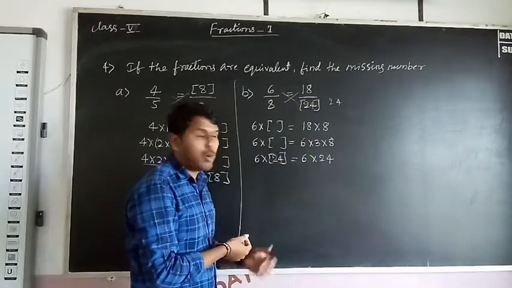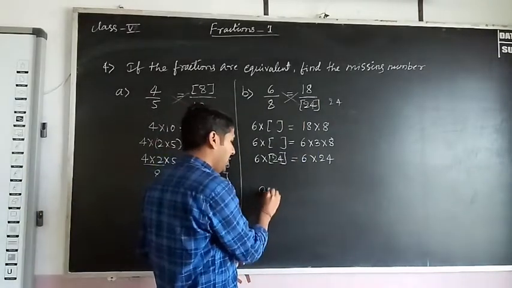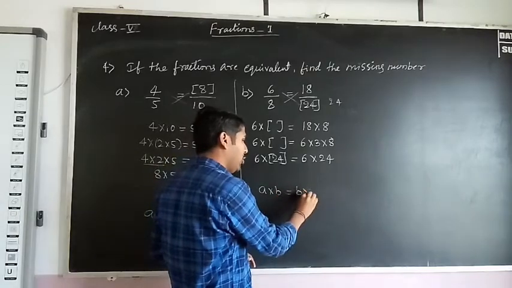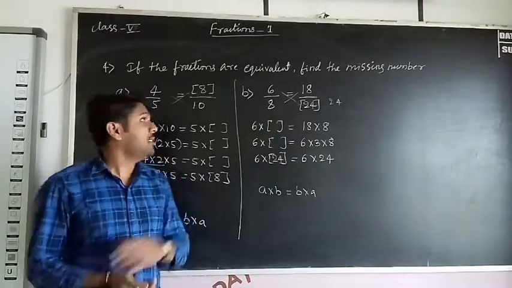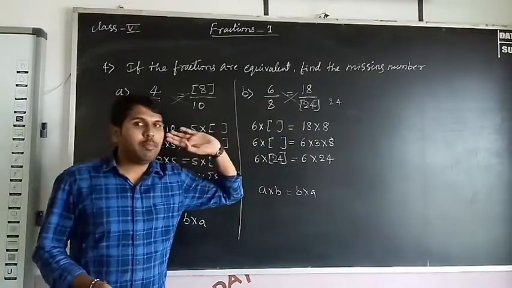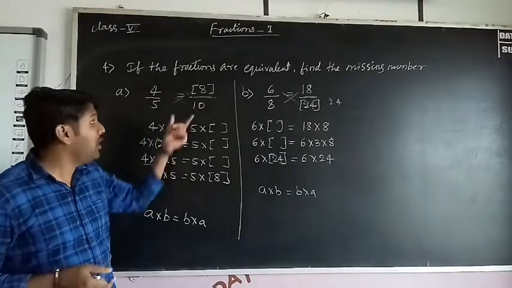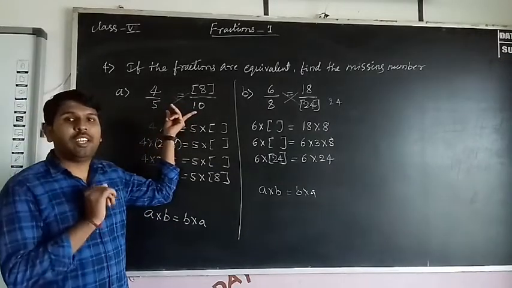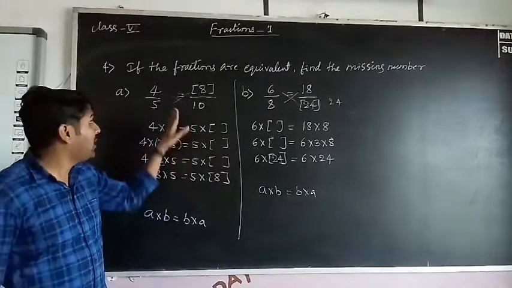So the missing number is 24. This is also which property? Commutative property under multiplication. A into B equals B into A. Both are the same. So which property? Commutative property. This is the way of solving these two types of problems. Just directly multiply, you get the answers. Only if they are equivalent fractions, then only you can cross multiply. Otherwise, don't do the cross multiplication.